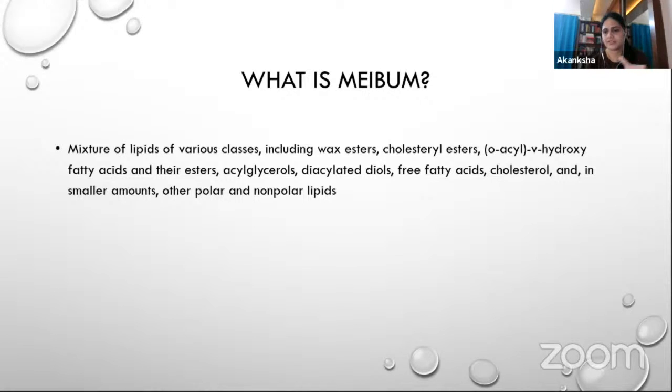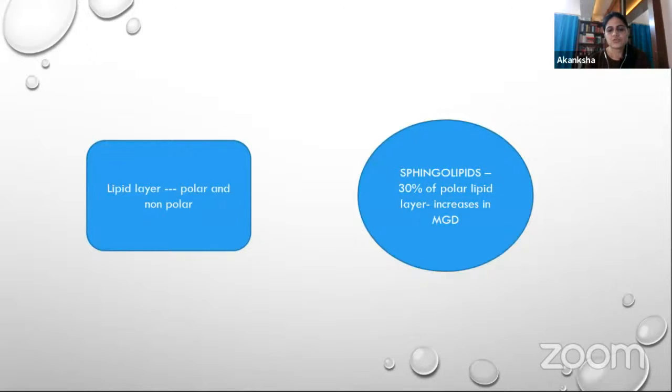and different melting temperatures. So when we talk about the tear film, you know that there are three layers. The layer that we'll be concentrating on today is the lipid layer, which has some polar and some non-polar components to it. So the polar component, 30% of the polar component is made up of sphingolipids. And what happens in meibomian gland dysfunction is that this sphingolipid increases in quantity. Now, when the sphingolipids increase, the metabolites of sphingolipids such as ceramide also increase.